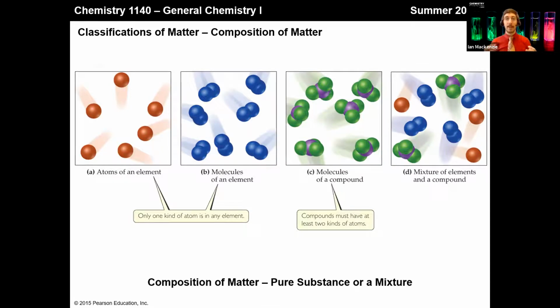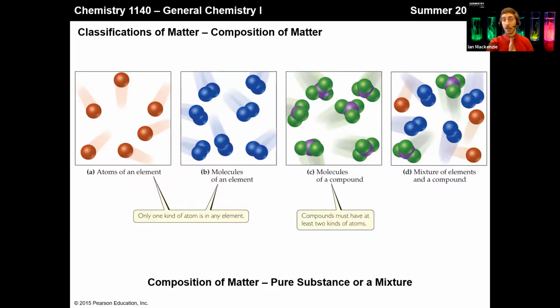So we can classify matter as being one of two things. It can be a pure substance, or it can be a mixture. A pure substance would be one of the three examples here on the left side. So just atoms, molecules of just one element, or molecules of multiple elements, otherwise known as compounds. Those would be pure substances, versus a mixture would be essentially multiple of different types. It could be multiple of different types of molecules, just not the same type of molecule. And we'll go into this in a little bit more detail.